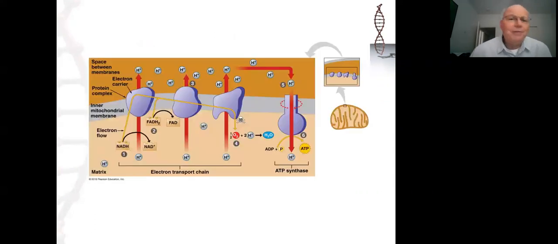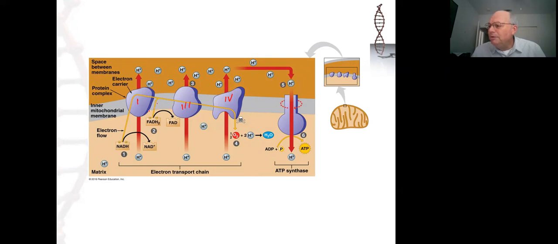So this is the diagram that summarizes all of that. Here you can see the components of the electron transport chain. You can see that there are 3 components. These are the proteins. This is number 1, this is called number 3, and this is called number 4.